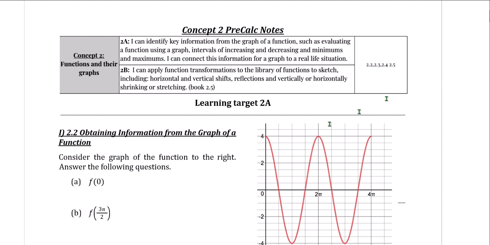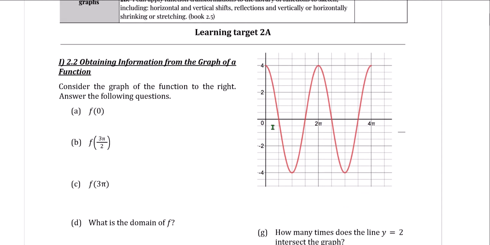Okay, so here we are learning target 2A. Gonna run through these examples that deal with obtaining information from the graph of a function. Example A is asking us f of 0.